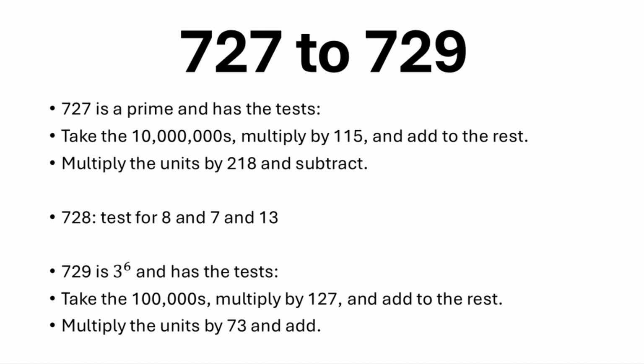Take the 10 millions, multiply by 115, and add to the rest. Multiply the units by 218 and subtract. 728, test for 8 and 7 and 13. 729 is 3 to the power of 6 and has the tests. Take the 100,000s, multiply by 127, and add to the rest. Multiply the units by 73 and add.